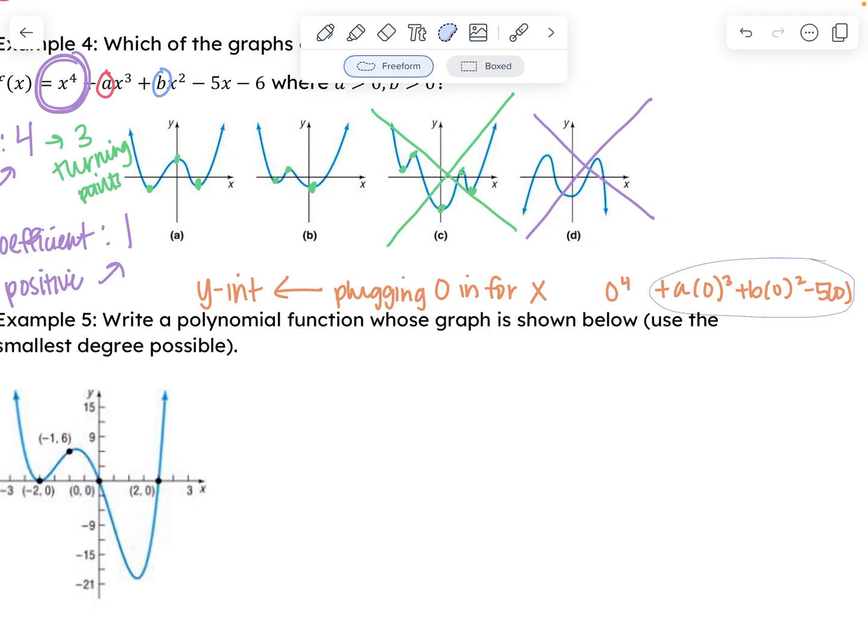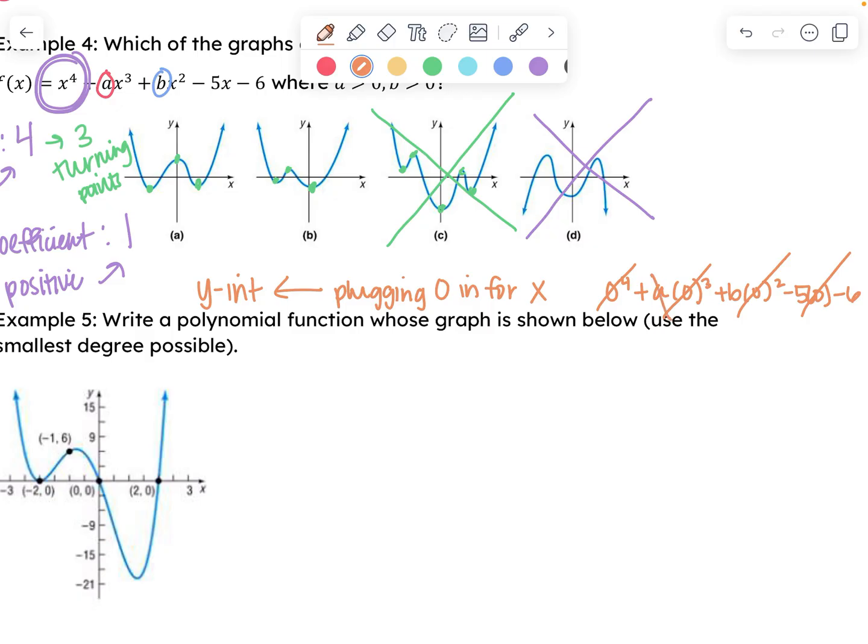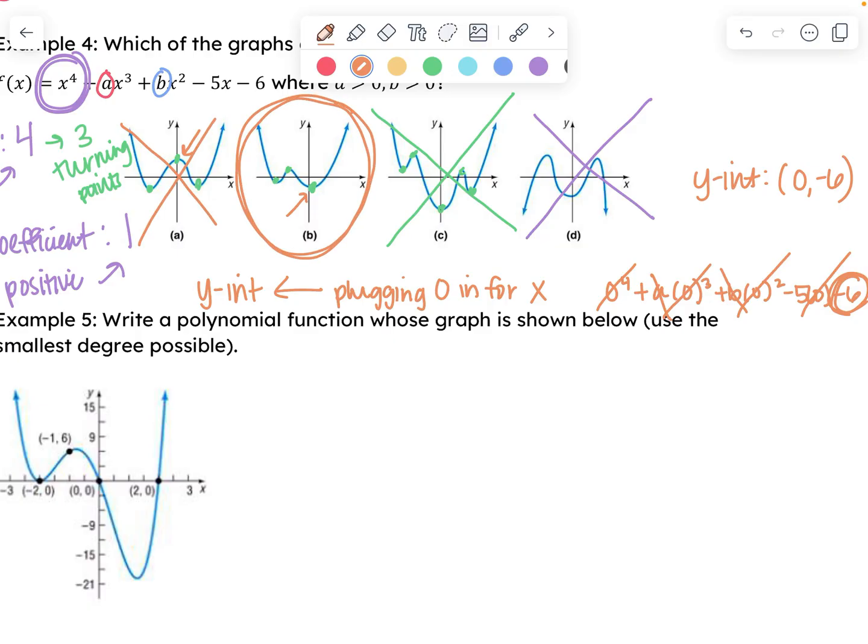So all of those terms that have coefficients just end up disappearing because they've all got 0. So 0, 0, 0, 0. It doesn't matter what a and b are because all we're left with is -6. So my y-intercept should just be (0, -6), which if you look, this one has a positive y-intercept and this one has a negative y-intercept. So we can get rid of a and it's got to be b.